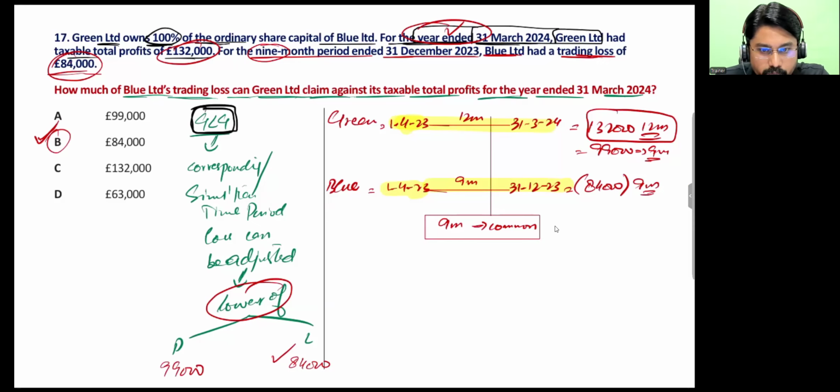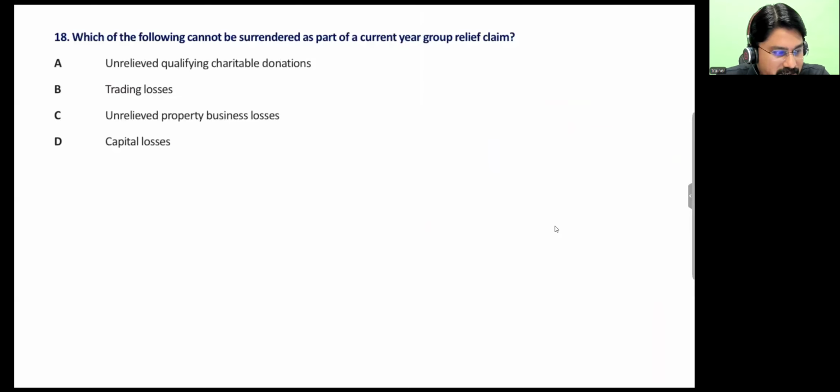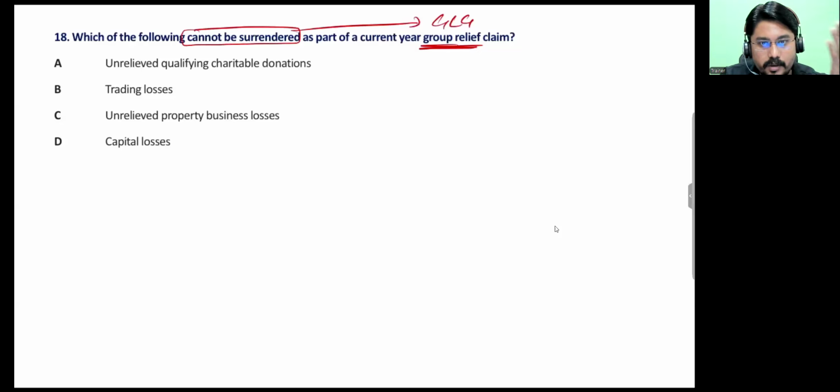Okay, moving forward, another question, and that's also from the group loss group. All of the things can be adjusted in group loss group except for one thing, and that is asked in the question. Which of the following cannot be surrendered as part of group loss group? Which of the following cannot be adjusted in group loss group? Very easy question.